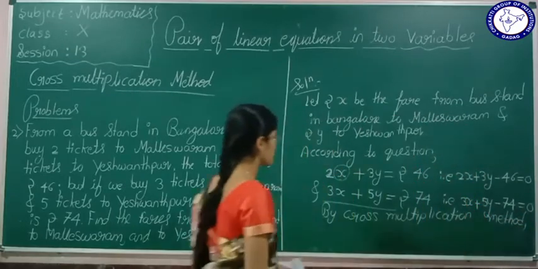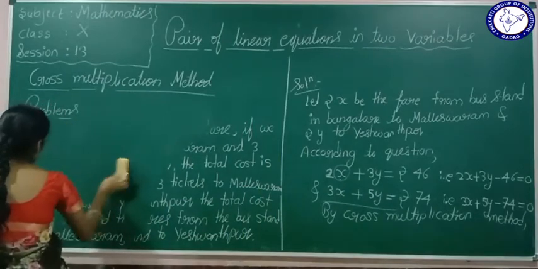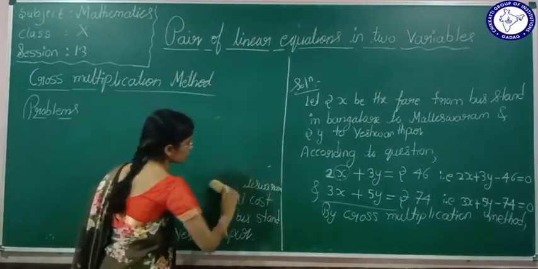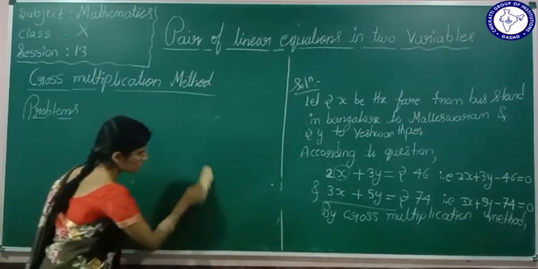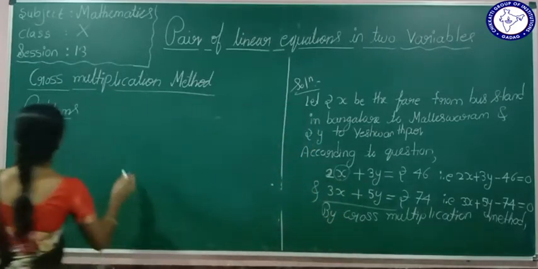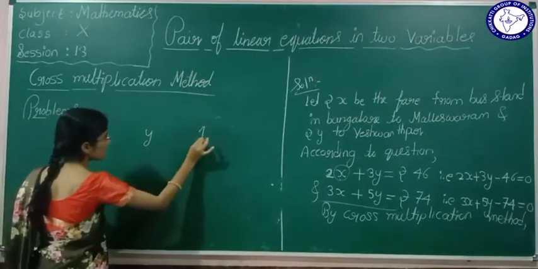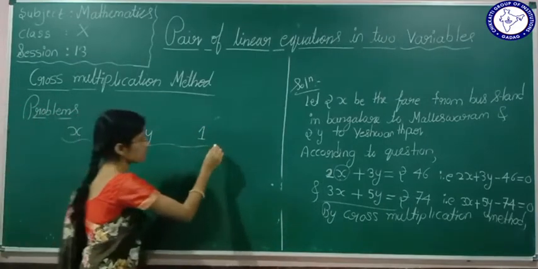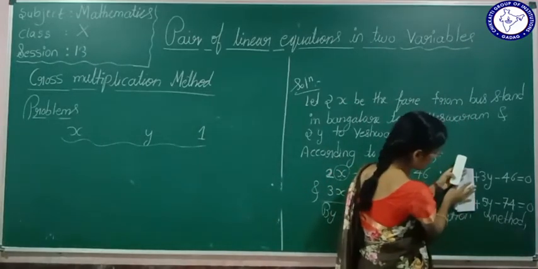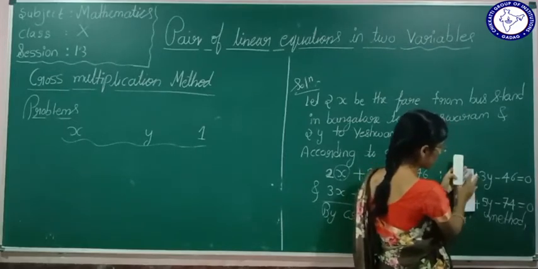So by cross multiplication method, what can we write? You know, I told you how to find the solutions of the variables x and y here. Yes or no? Now see here, you write the variables, x is variable, y, and you write here 1. Okay. Now see here, I close the paper in the variable of x.